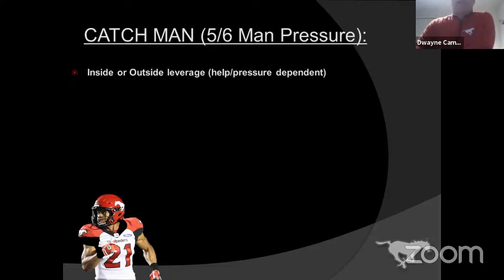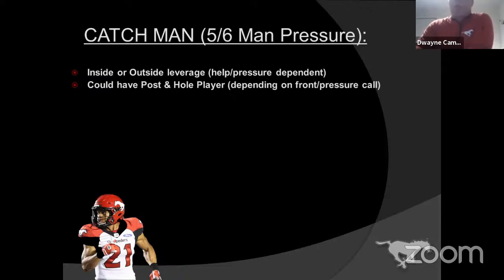But you can play inside or outside leverage, help and pressure dependent. You could have a post or a hole player depending on the front and pressure call. 4 yards off, okay? Three quarters inline leverage. What does that mean? It means I am almost perfectly squared up on that receiver, okay? I am just playing a slight shade, but 3/4 of my body is inside of 3/4 of his frame, okay? Slight shade inside or outside.